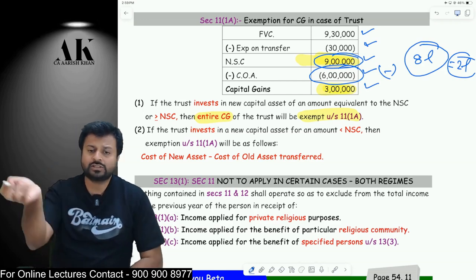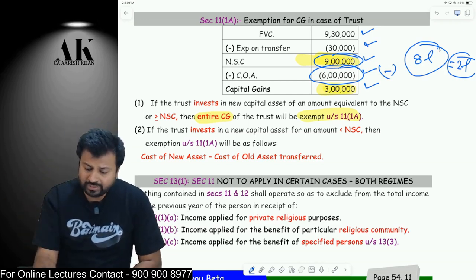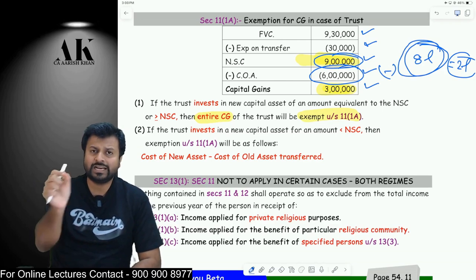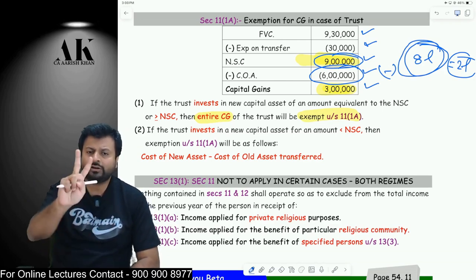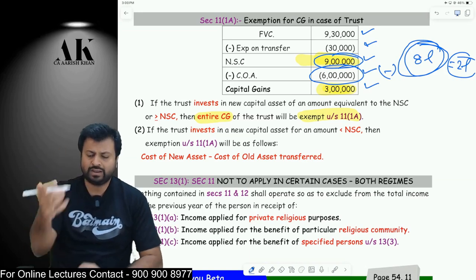So if the trust does not invest the entire 9 lakh, and only invests 8 lakh rupees, then the cost of new asset 8 lakh minus cost of old asset 6 lakhs, 2 lakh rupees will be exempt out of 3 lakh and 1 lakh rupees will be taxable.